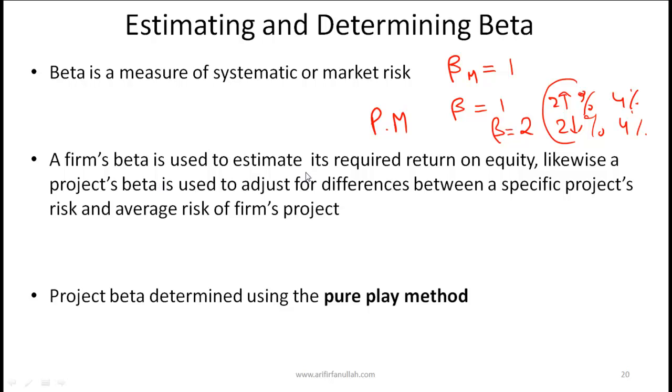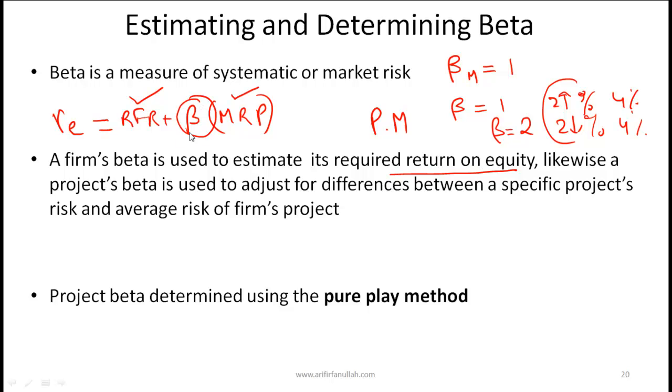A firm's beta is used to estimate its required return on equity. So this is another critical concept that we've already discussed, and essentially what we are saying here is that we can use CAPM. So the required return on a given stock is equal to the risk-free rate plus beta times the market risk premium. The risk-free rate for a given economy is given. The market risk premium is the expected return of the market minus the risk-free rate. So that is also given for a particular economy. So the only variable that is stock specific is the beta.